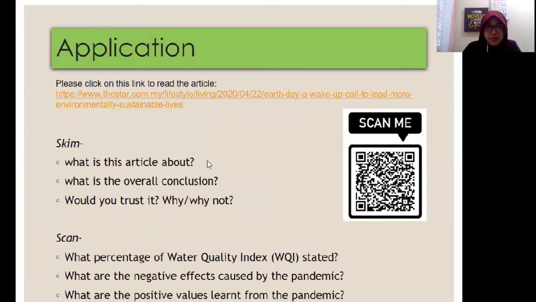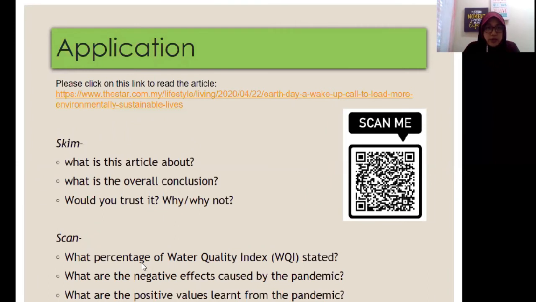Okay, application activity. Please take some time for you to do this activity. You can either click on the link. For the application part, you can scan this QR code so that you can read the article, or you can also click on this article in your notes. And what you can do is practice skimming by asking what the article is about. You can also look for the overall conclusion of the article, whether you trust it or not, why and why not. And you are going to practice scanning.